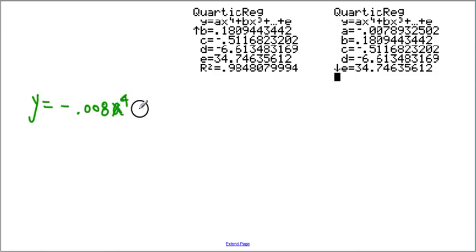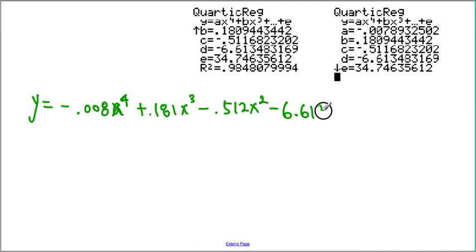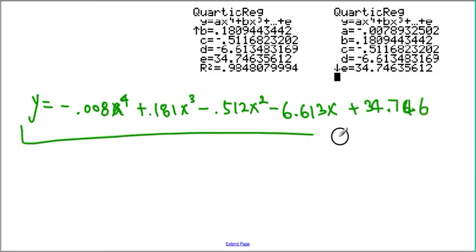and then b was plus 0.181 x to the 3rd, and x squared will be c, negative 0.512 x squared, and then third one is minus 6.613 x, and the last one will be plus 34.746. That becomes your answer.